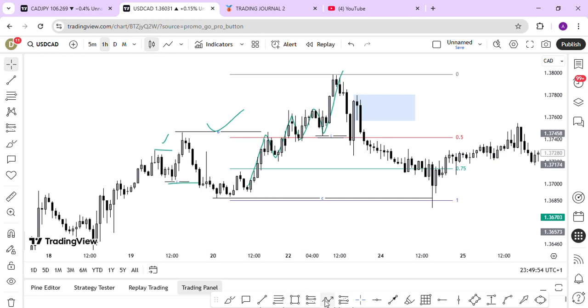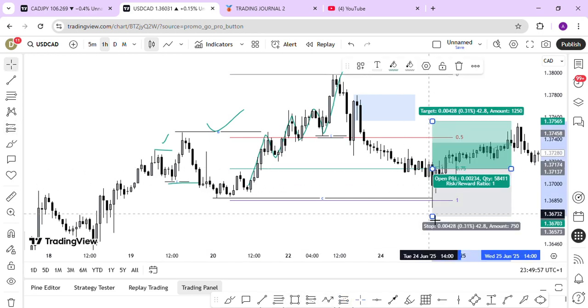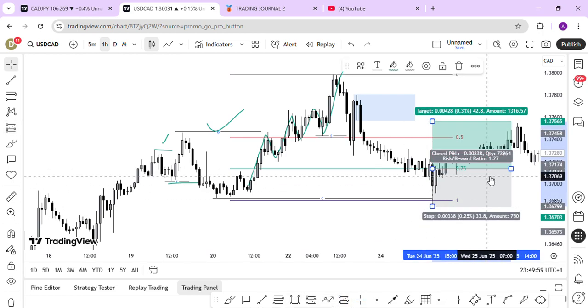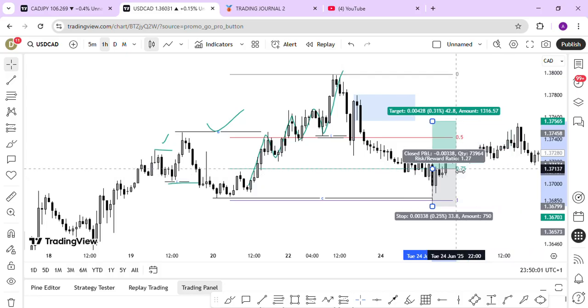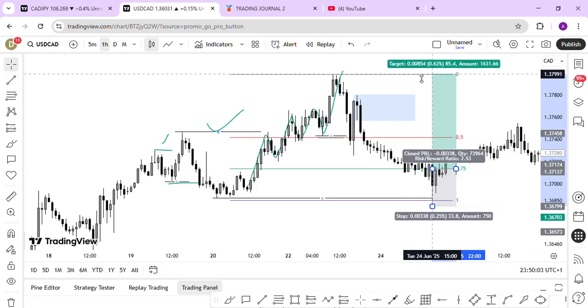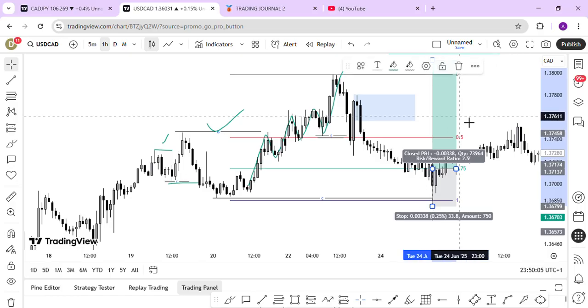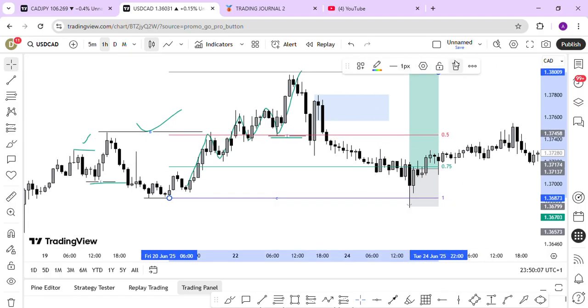Then we'll take a trade from here, and probably will be stopped out, which is fine. So look at this. We'll be stopped out because we'll be targeting 1 to 3. So this is another loose trade.